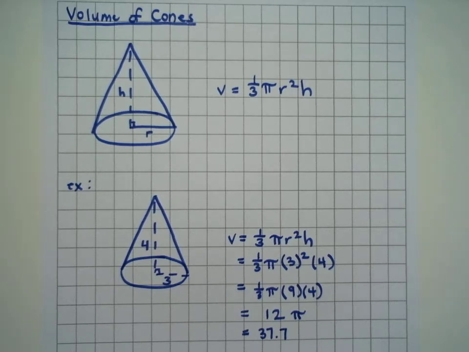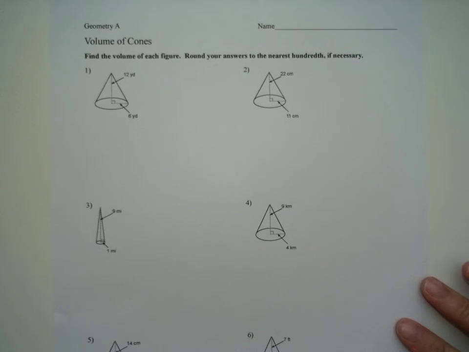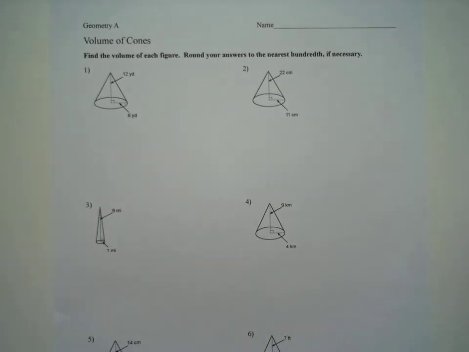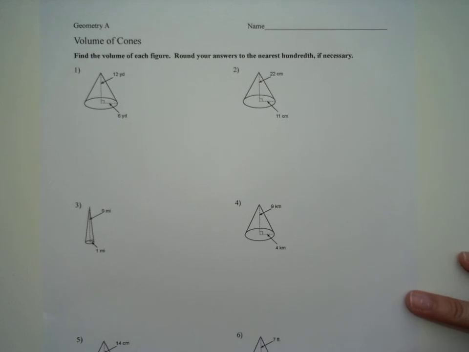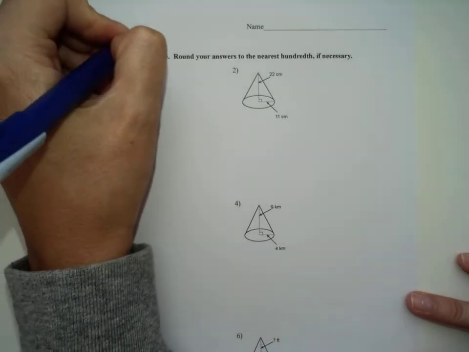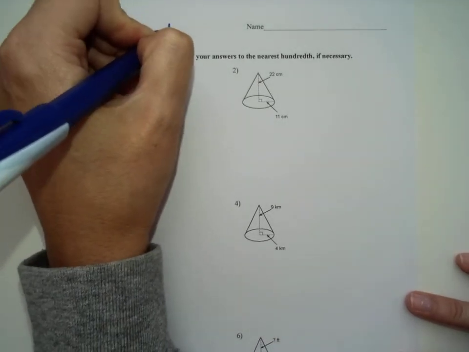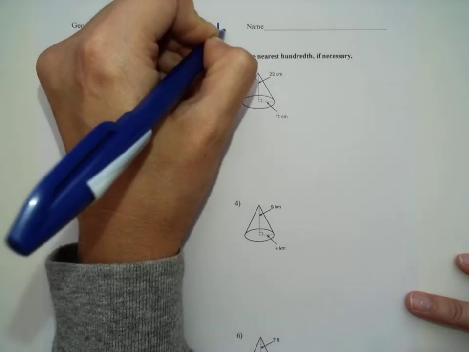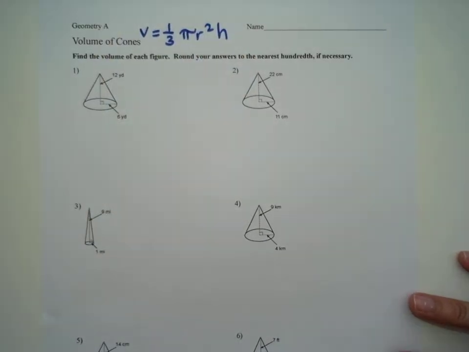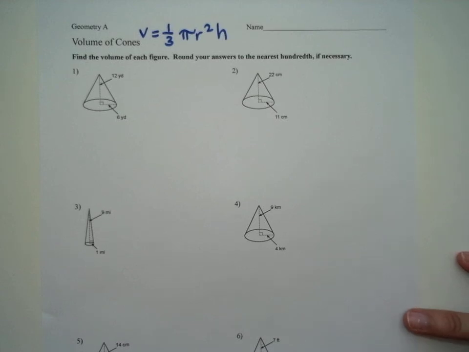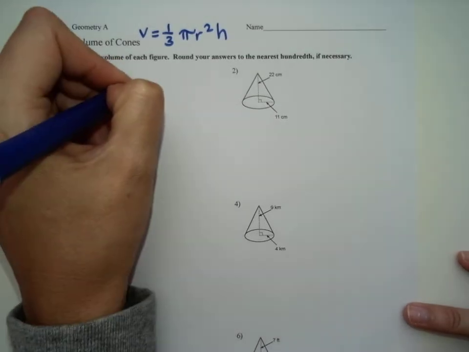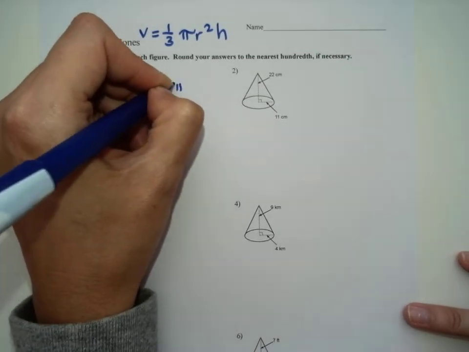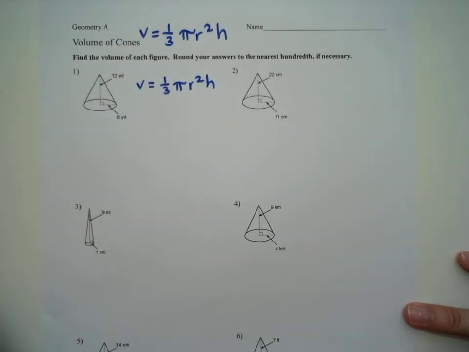Okay, let's look at our volume of cones assignment in our workbook. And we'll write our formula at the top of the page so we can reference it easily. 1/3 pi times the radius squared times the height. So we have 1/3 pi r squared times the height.